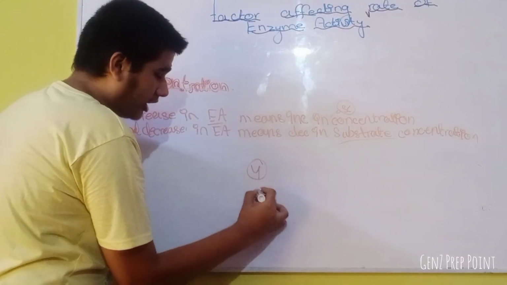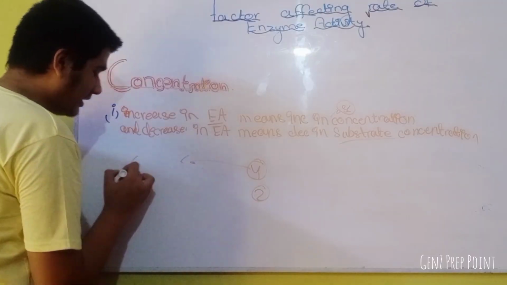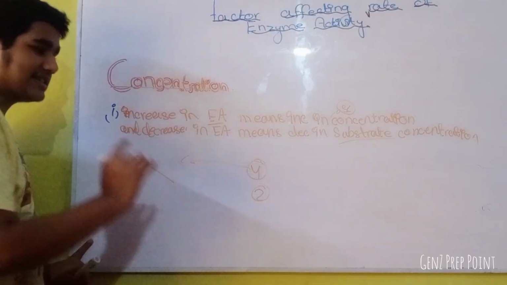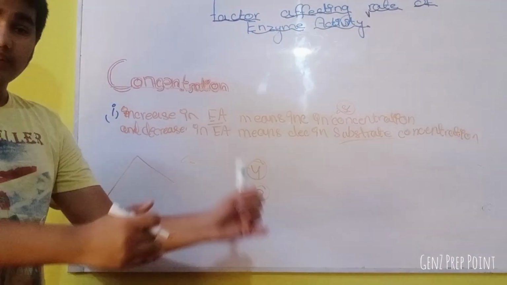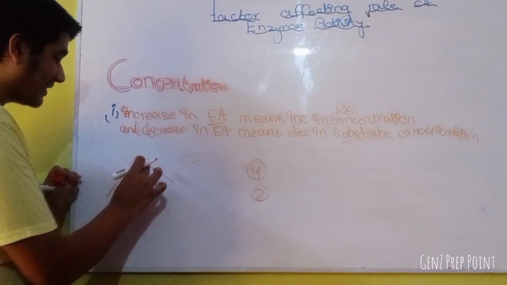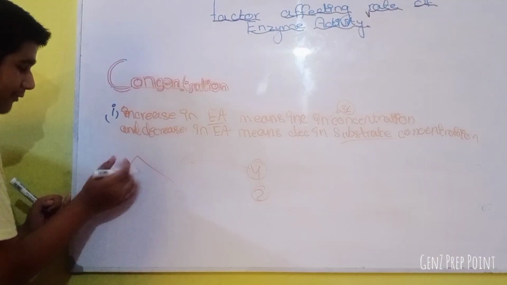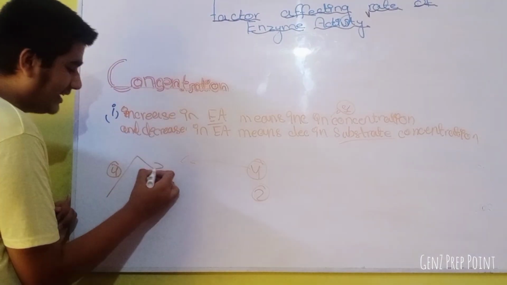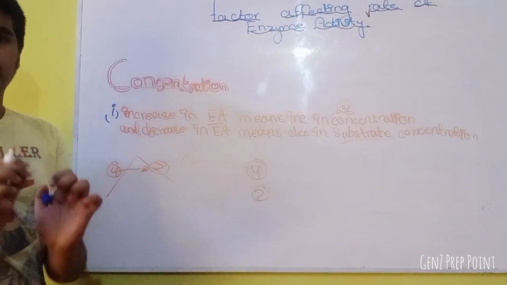From 4 it dropped to 2. First it was increasing because of 4. Now you drop it to 2. The enzyme activity also slows down. What do I mean by a decrease in enzyme activity? Now there are fewer enzymes working. Here there are 4 enzymes working. Now only 2 enzymes are working. So there is a parallel decrease.